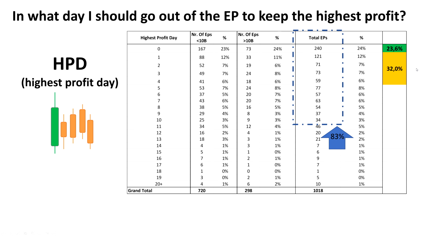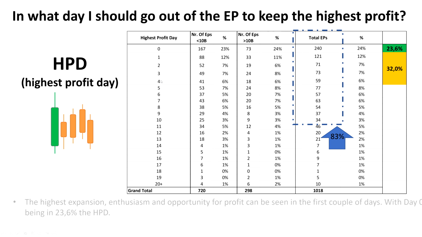Here it is. The statistics show the following: day 0 in 23.6% of the cases is the day when the highest profit is there in an EP. Then day 1, 2, 3, 4 is in 32% of the situations the highest profit day, meaning the profit in a stock in an EP in 55% of the cases happens in the first 5 days.